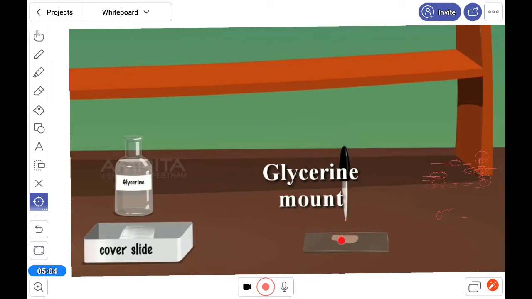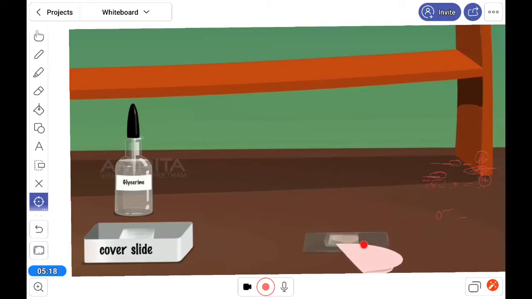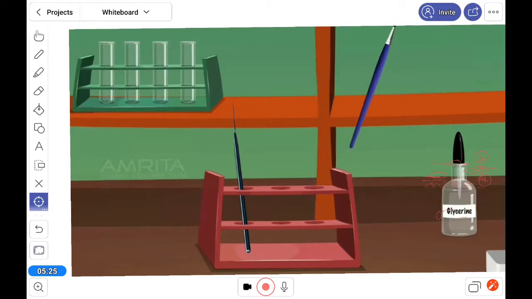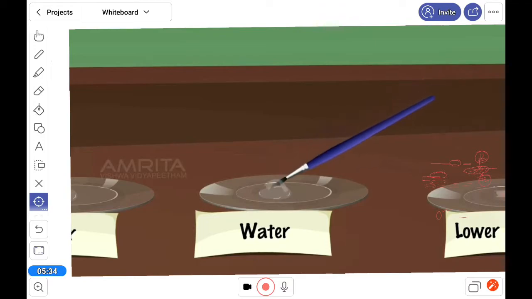Then glycerin is the temporary mounting media. We put glycerin, and the cover slip over that, and no air bubble should be there. The extra glycerin found outside, we wipe it properly. Exactly this you have to do in the laboratory. So that is the lower one, and the upper one we take and do the same, washing in the water.